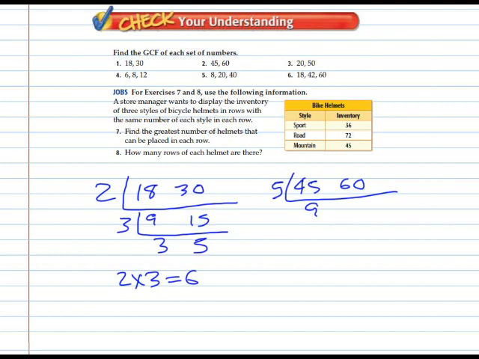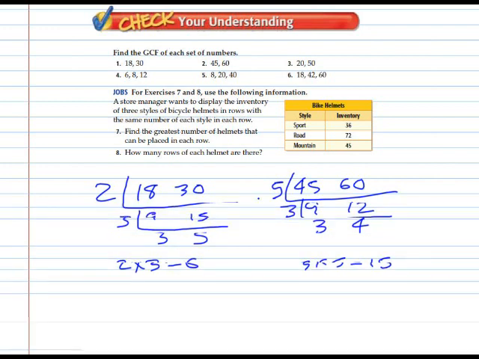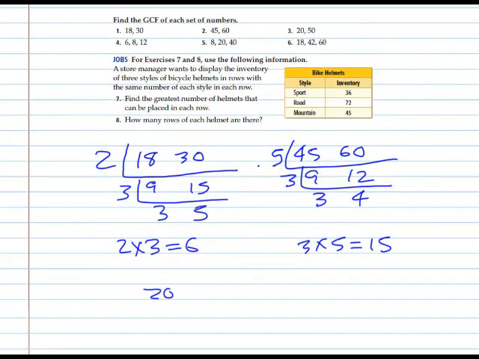45 and 60. I can clearly see that they have 5 as a common factor. Now in this case, that's not the smallest prime factor. It's just so obvious that I'm going to do it anyway. All I need to do is make sure I keep going. In this case, I still have 3 as a common factor. So even though I did them in reverse order, I get the correct answer. 3 times 5, my greatest common factor is 15.